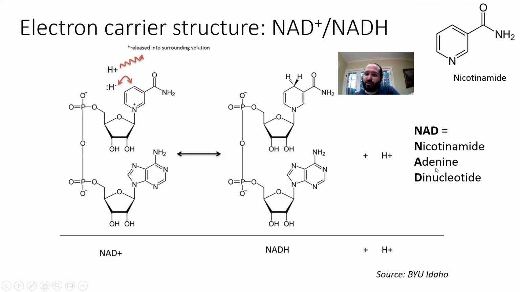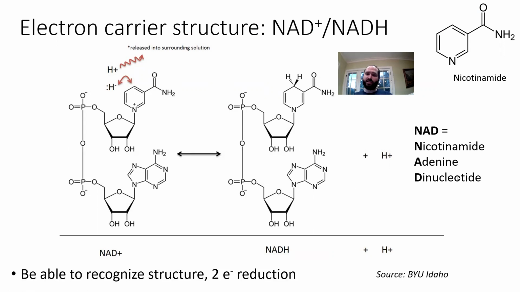And then adenine dinucleotide. So here's our nicotinamide. You see our adenine? Adenine would be right here. And then dinucleotide for the 2 riboses. What's important about this is you should be able to recognize NAD, and you should know that it's a 2-electron transfer. Questions here?